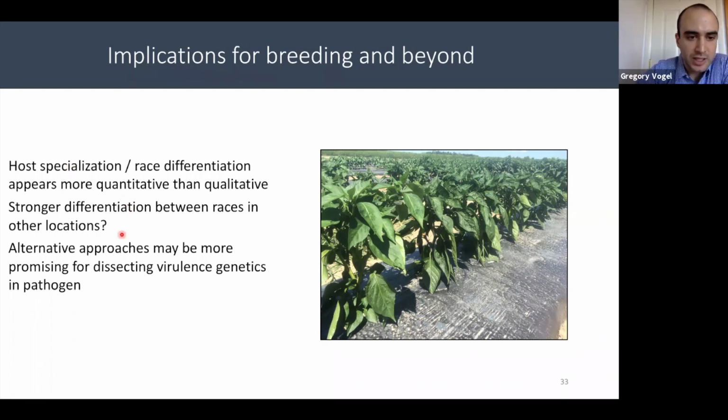It's possible that in other locations, there are stronger gene for gene interactions. The differential RILs that were uninformative in our population have been informative for others, suggesting perhaps that there are avirulence genes that are polymorphic in other Phytophthora capsici populations, but not in the ones that we characterized. And finally, that alternative approaches might be necessary for dissecting virulence genetics in Phytophthora capsici, perhaps using biparental crosses instead of GWAS, given our inability to detect variants that might be either of low effect or rare in the population.